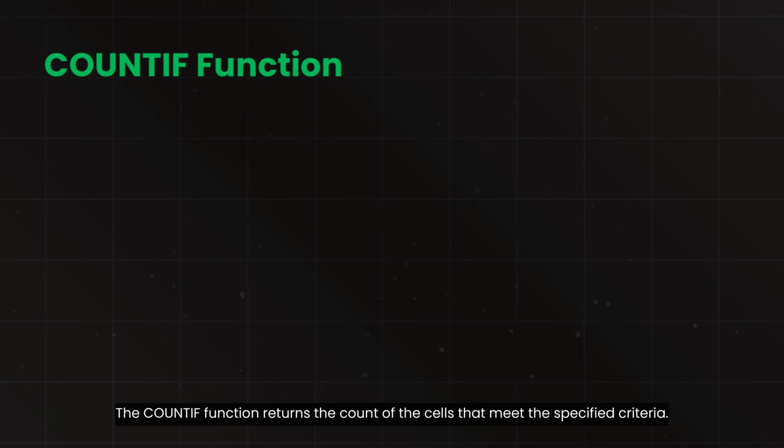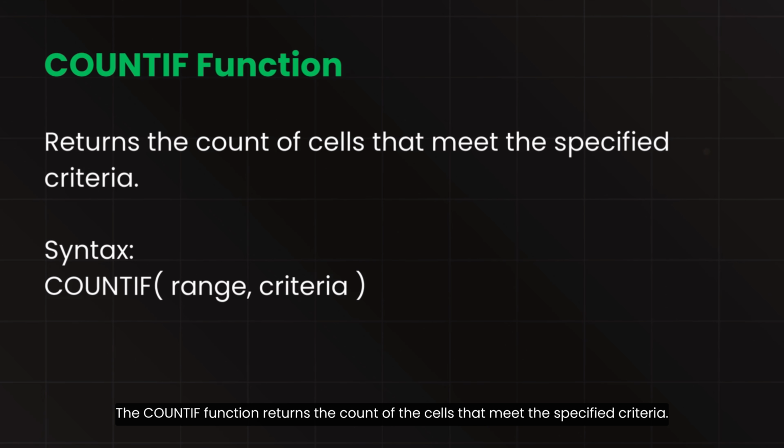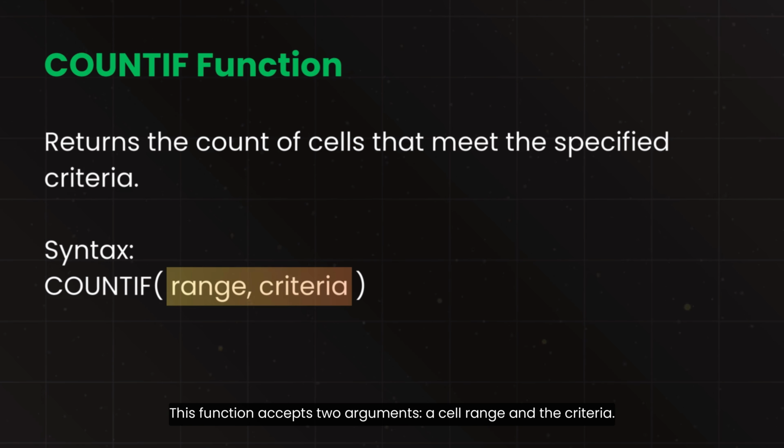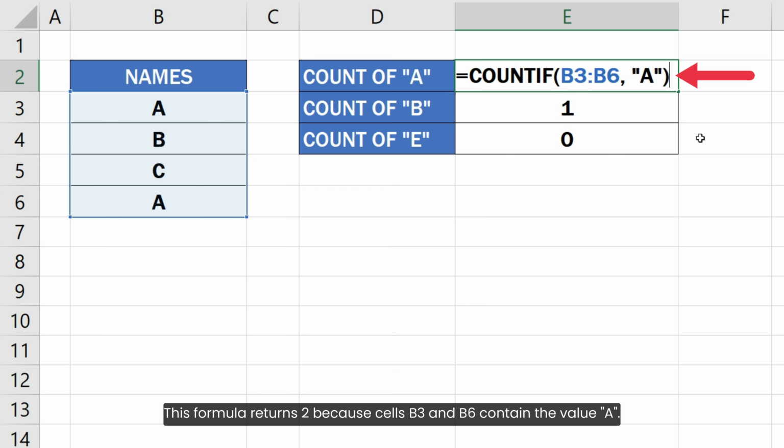The COUNTIF function returns the count of the cells that meet the specified criteria. This function accepts two arguments, a cell range and the criteria. For example, this COUNTIF formula will count the cells having the value A in the B3 to B6 range. This formula returns 2 because cells B3 and B6 contain the value A.